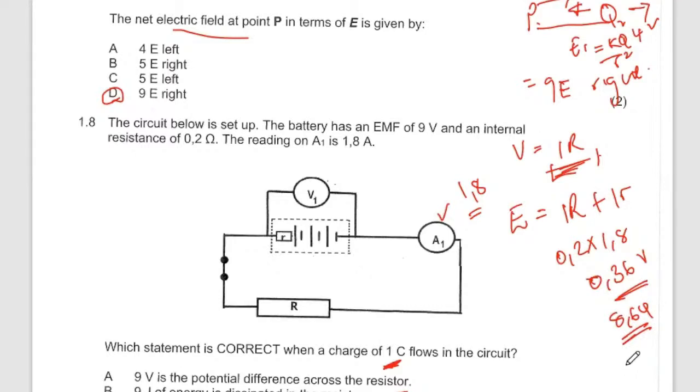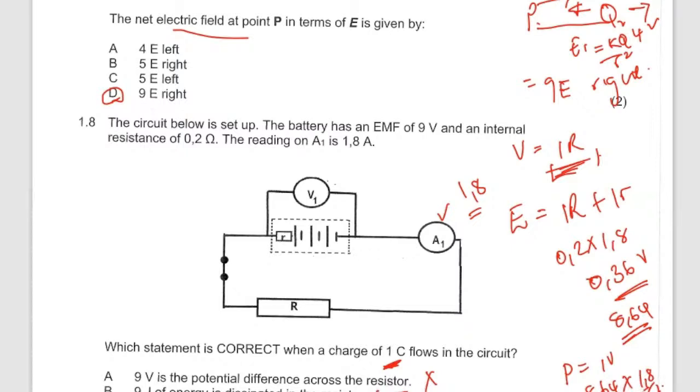So 8.64. So the first option is wrong. It doesn't make sense. And then 9 joules of energy is dissipated within the resistor. So when you look at the power, you know that power is current times the voltage. The voltage is 8.64 and the current is 1.8. So 8.64 times 1.8, I'm getting 15.552. So this is also wrong.